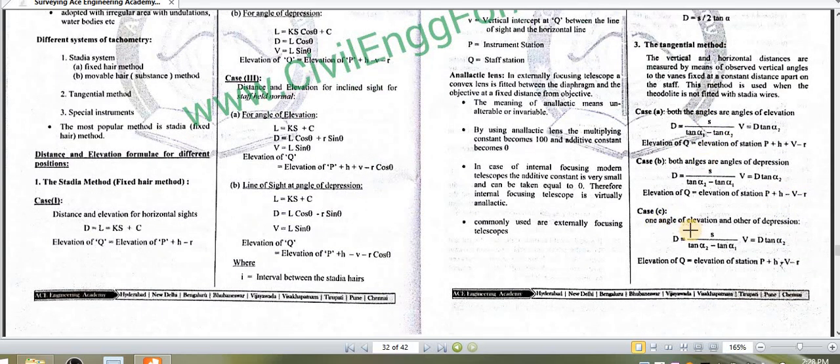And if one angle is in elevation and one angle is in depression, you will have to use this formula: s divided by tan alpha 2 minus tan alpha 1, v equals d tan alpha 2. And in case of elevation, it is given by the formula p plus h minus v minus r.